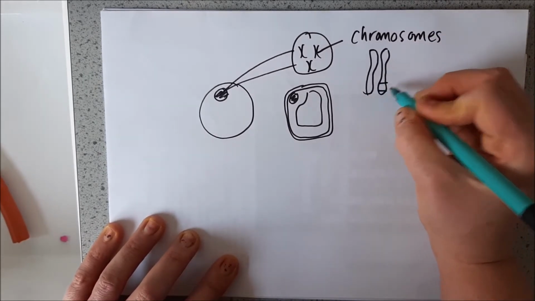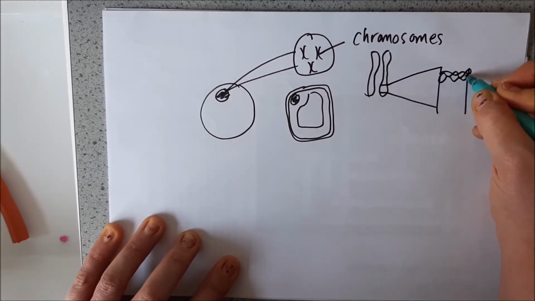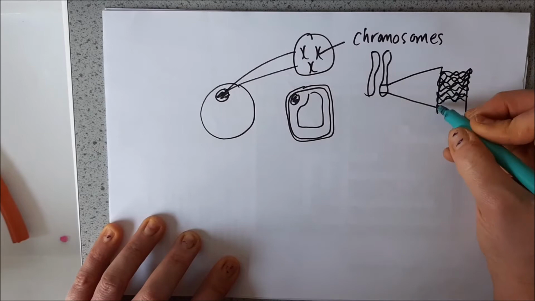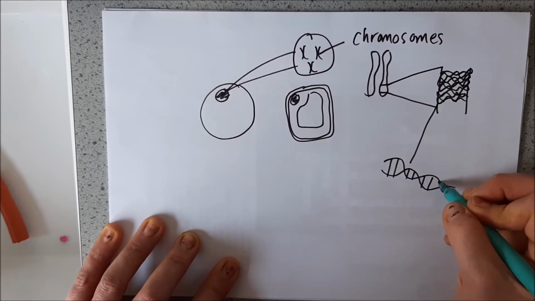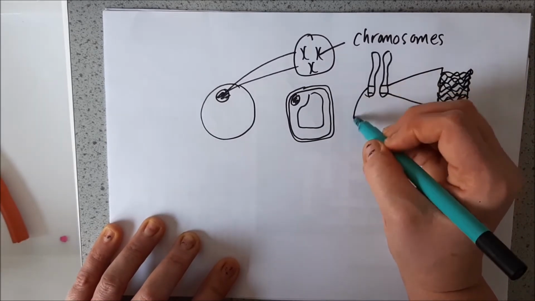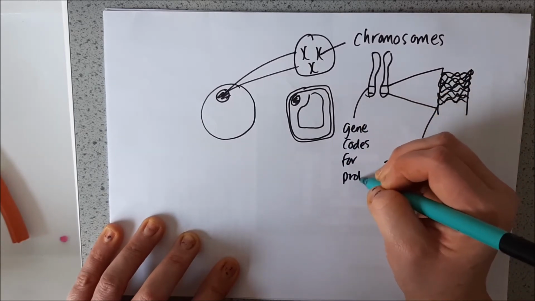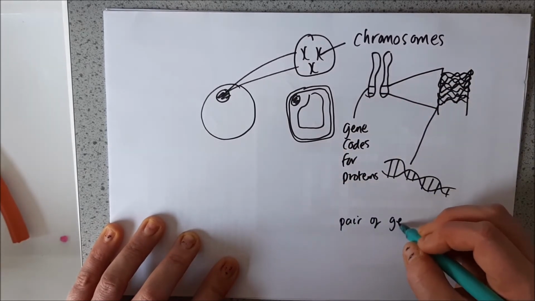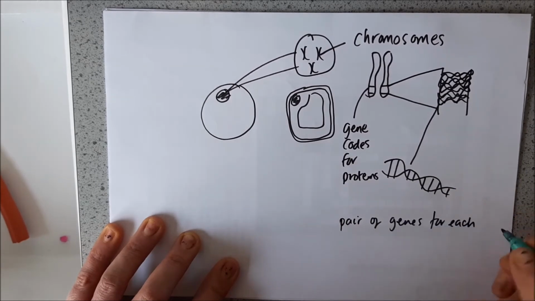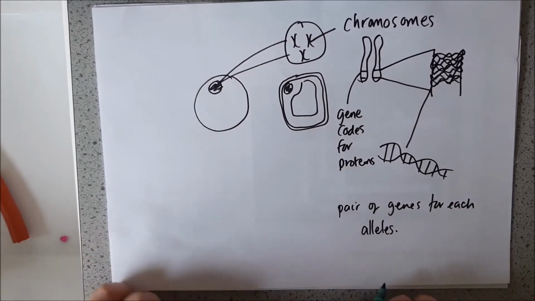And if you zoom in on a chromosome, they are made up of the DNA all coiled up in this nice uniform manner. And so if we zoom in further, that's where we see our DNA. And a section of DNA that you find on a chromosome is called a gene, which codes for proteins. Now, when we get into inheritance, we will talk about the fact that you have a pair of genes for each protein. One comes from mummy, one comes from daddy, and they are called alleles. And those are where we talk about characteristics and inheritance.